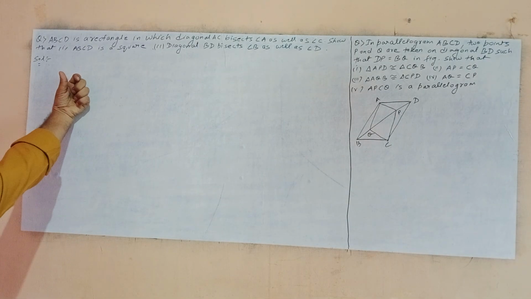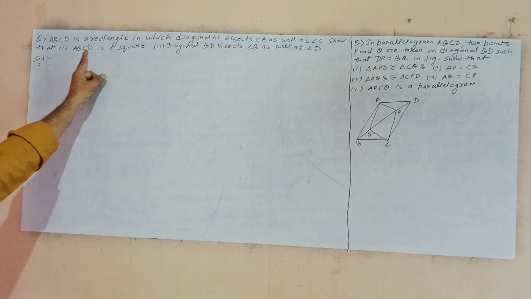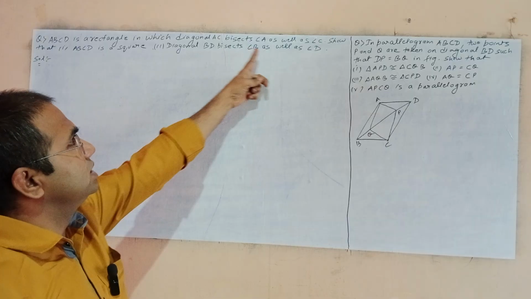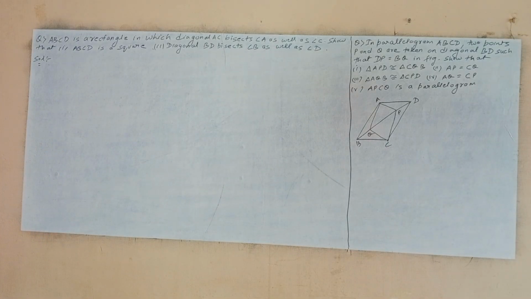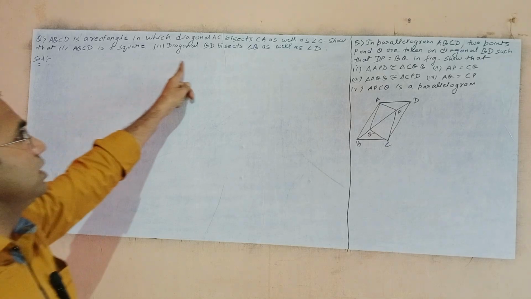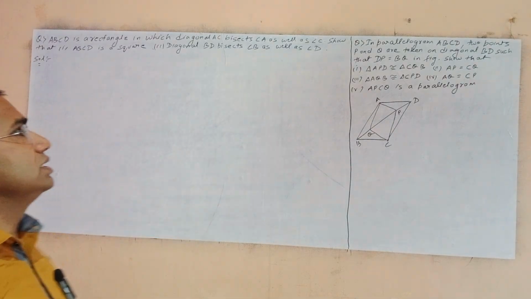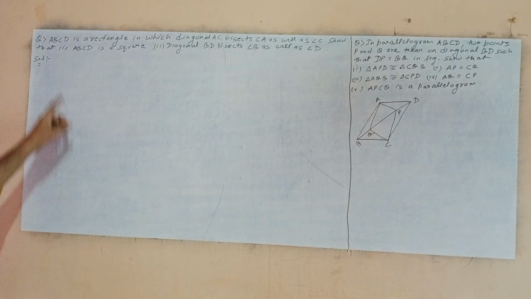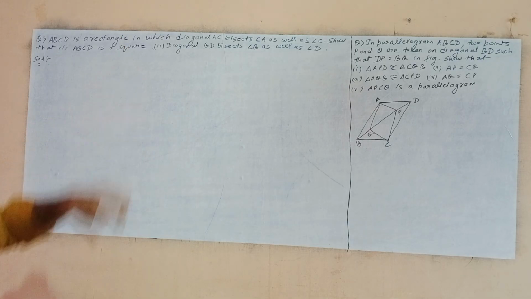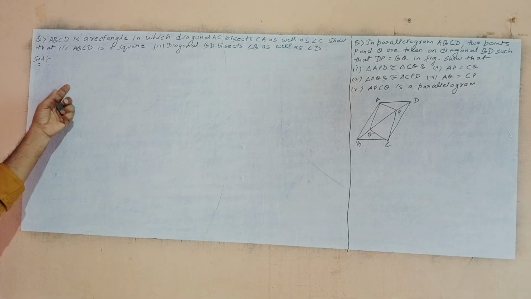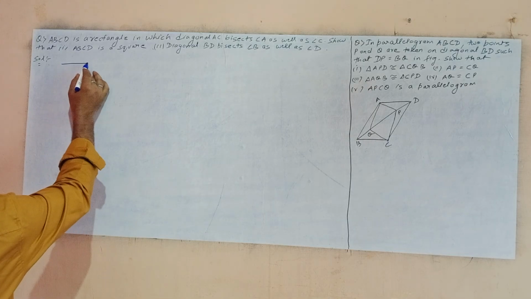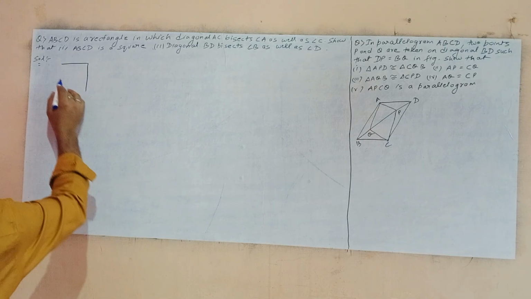What is the question saying? The first question says: ABCD is a rectangle in which diagonal AC bisects angle A as well as angle C. Show that ABCD is a square, and diagonal BD bisects angle B as well as angle D. So here ABCD is a rectangle, and you have to prove ABCD is a square. So first make a square.